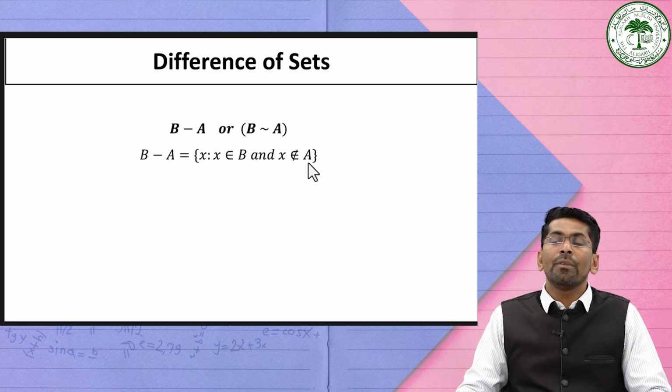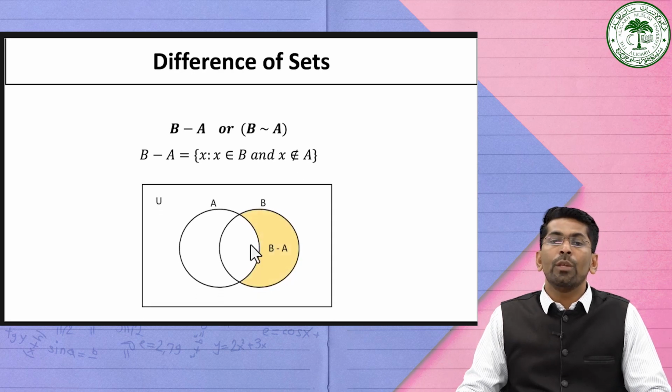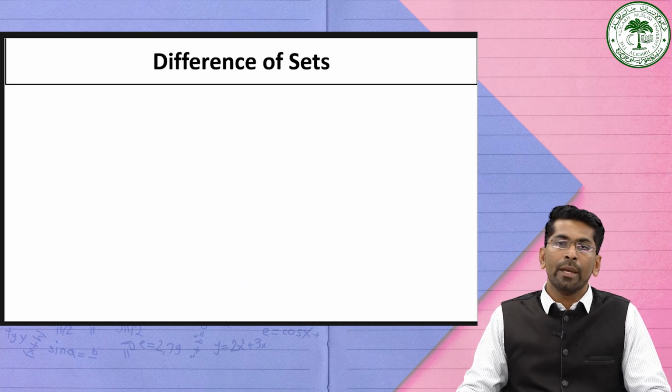So the set difference, that is B minus A, can be shown using the Venn diagram. Here the set A is represented by the left circle and set B is the right circle, and the shaded region represents the elements in B but not in set A. So this shaded area is considered as B minus A.